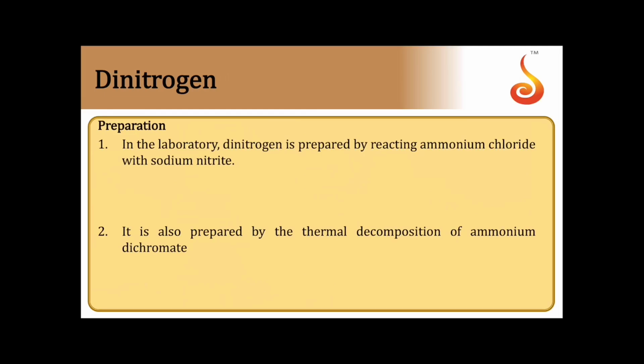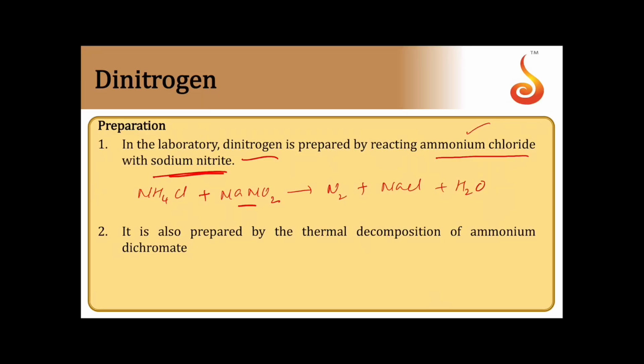Then preparation of nitrogen. In the laboratory, nitrogen is prepared by the action of ammonium chloride with sodium nitrite. That is to say, ammonium chloride NH4Cl plus sodium nitrite, NaNO2. The main compound is N2 gas, plus the byproducts NaCl and water. So N2 can be prepared by the action of ammonium chloride on sodium nitrite.